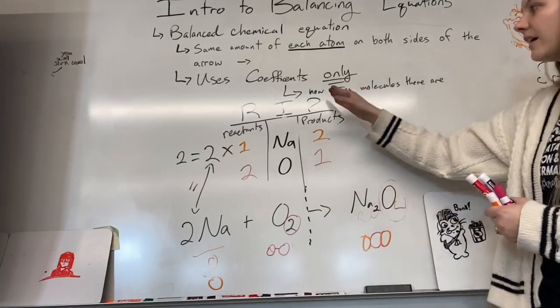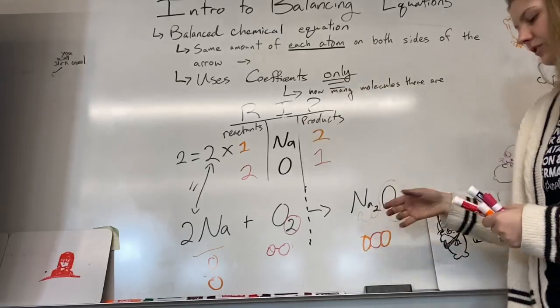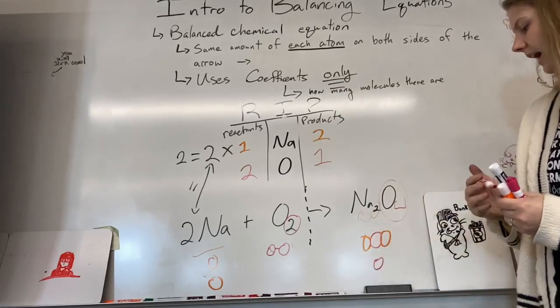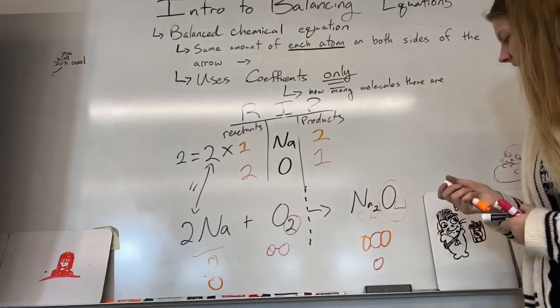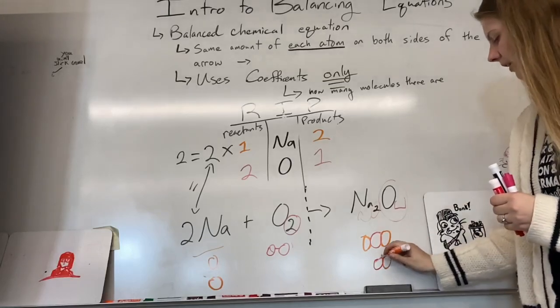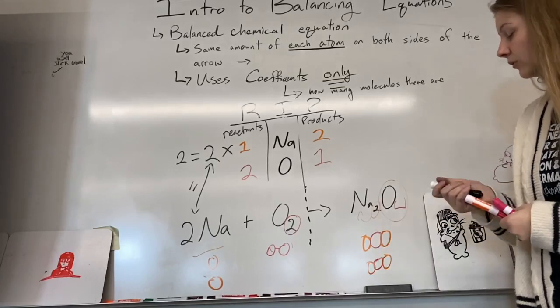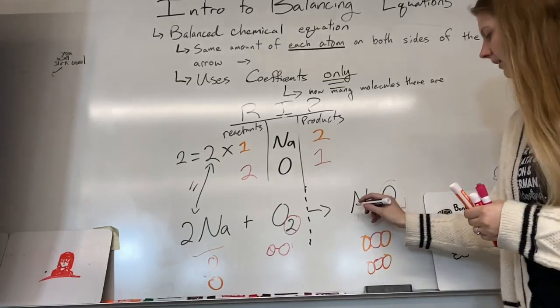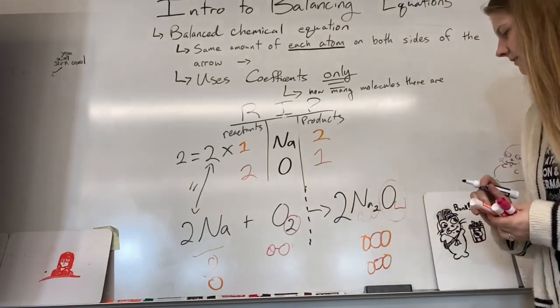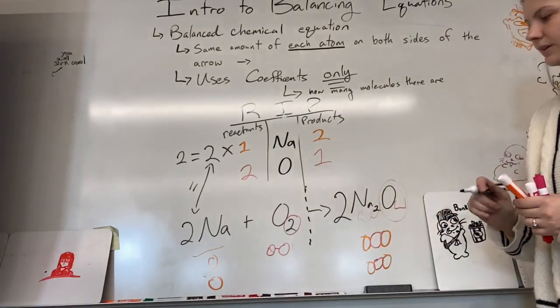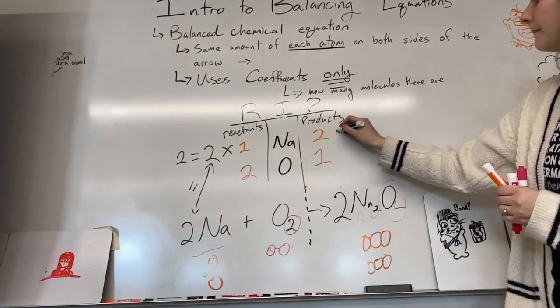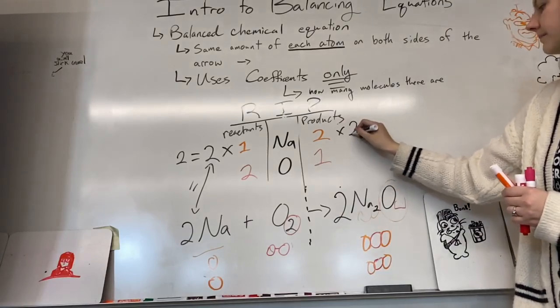Again, we have to make more molecules. I can't just add another circle like that. That's not going to work. Instead, I need to have the whole thing. So I can make another one of these molecules. If I do that, that's the same as putting a big 2 in the front right here, a coefficient of 2. And this is the same as multiplying by 2 here.